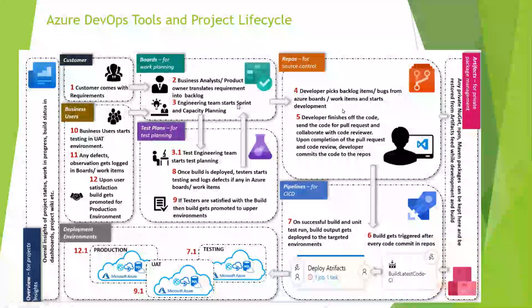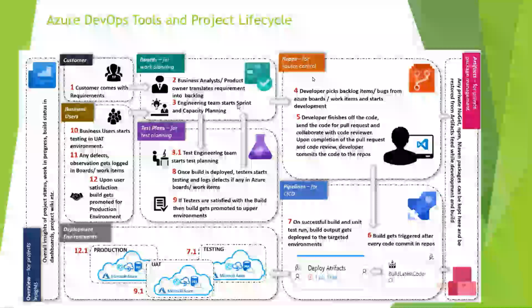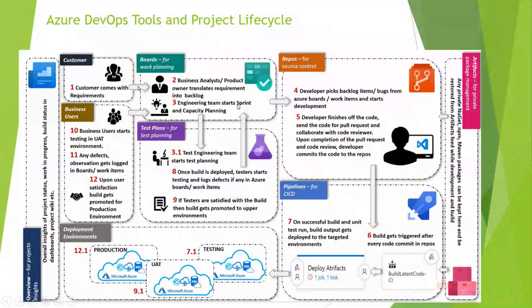Then developers will pick whatever backlog items are relevant to or assigned to them. Then they will start working on it, right? Development, basically. Once that is done, they will be checking in or committing the source code into version control systems. So there is something called a pull request mechanism, where they will be using a repository like Git or GitHub, right? Yesterday I was talking about it, and most of you don't know what a repository is, right?